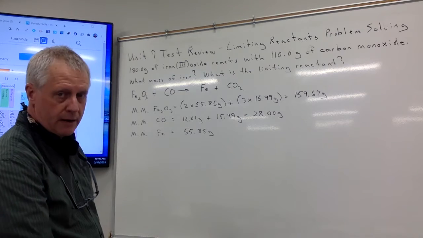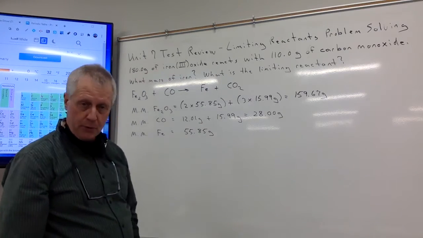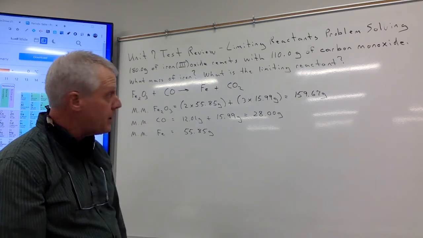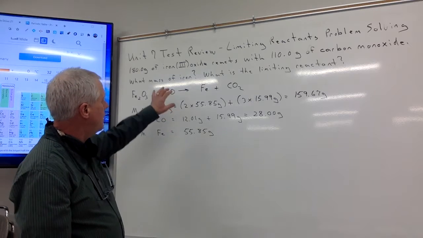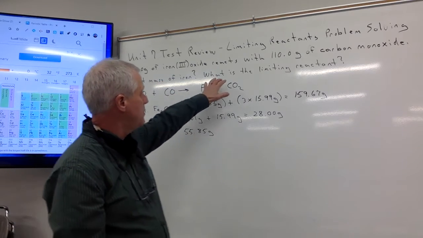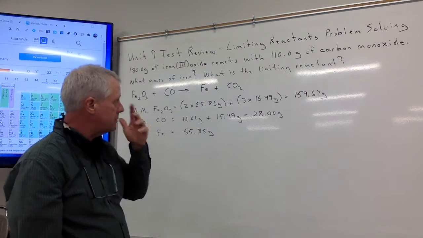So for limiting reactants, the problem reads: 180 grams of iron 3 oxide reacts with 110 grams of carbon monoxide. We want to know the mass of iron produced, and then we'll determine the limiting reactant. So we have two masses of two reactants.